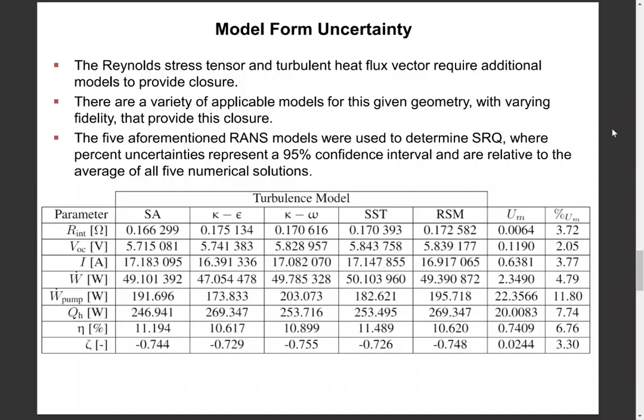To quantify the model form uncertainty, the 5 aforementioned applicable RANS-based turbulence models were employed, and the effect of each model on each system response quantity was ascertained. The uncertainty represents a 95% confidence interval about the average system response quantity of all 5 turbulence models. It is seen there is large uncertainty associated with the thermal hydraulic behavior, namely pumping power and heat input into the TEG, which subsequently affects the device performance predictions, namely thermal conversion efficiency.